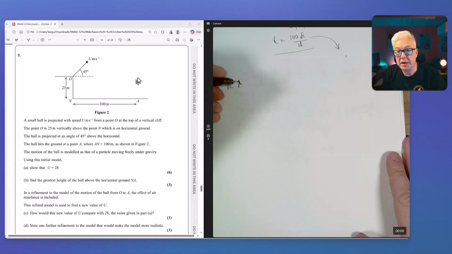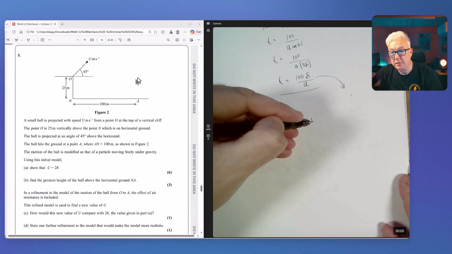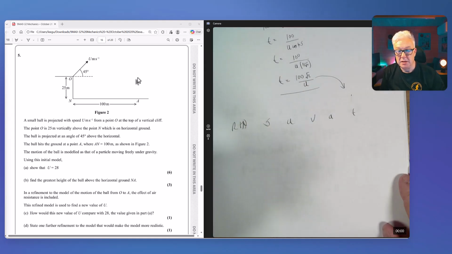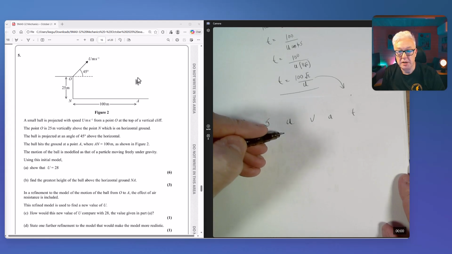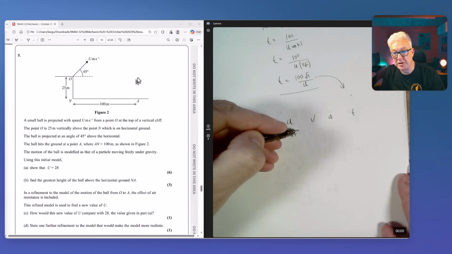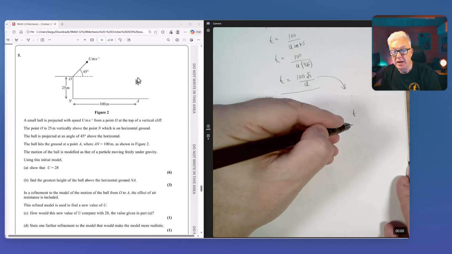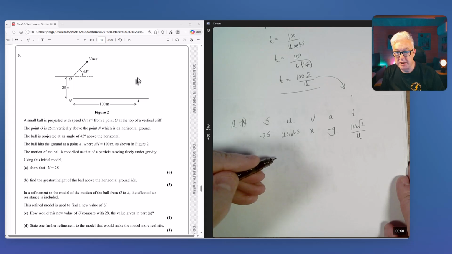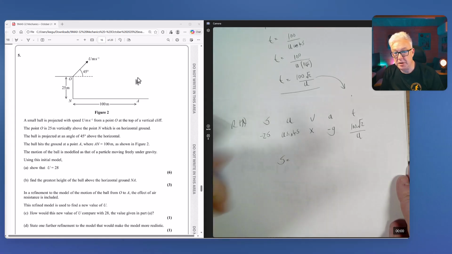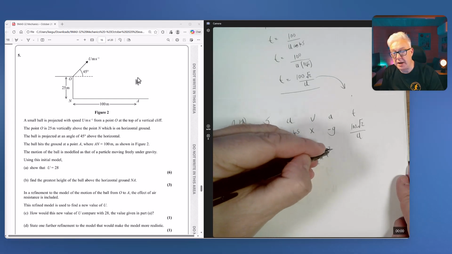Resolving vertically is going to be SUVAT, so we're going to have S, u, v, a, and t. The vertical displacement S is going to be minus 25, because it ends up 25 meters below where it started. The vertical component of the initial velocity is u times sine 45. We're not worried about v. a is minus g because gravity is acting against it, and t is 100 root 2 over u. The appropriate SUVAT is S equals ut plus a half at squared.